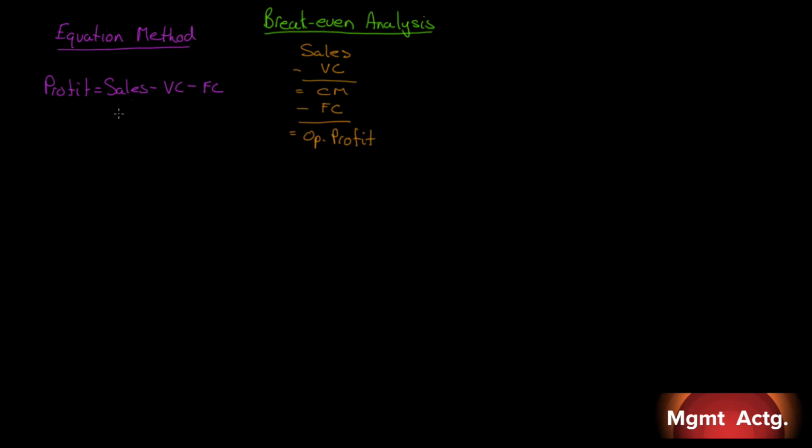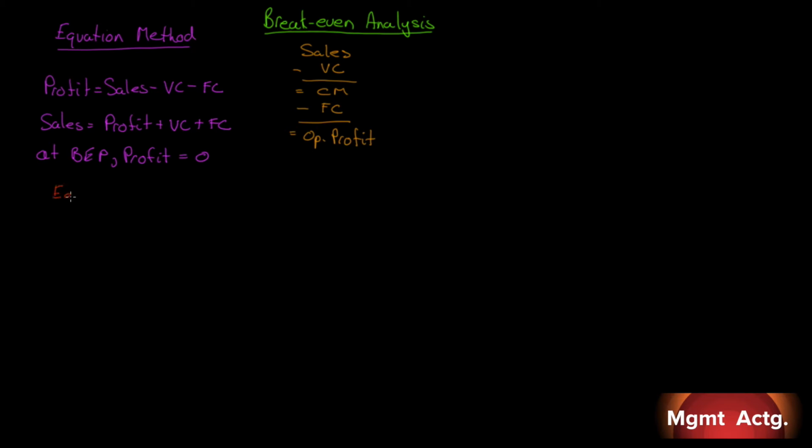Well, let's put sales on the other side now. Sales equals profit plus variable costs plus fixed costs. Now, all I've done here was just algebraically rearrange the profit equation. So what we can say now is that at break even, profit equals zero. So at break even, if profit equals zero, sales will equal variable costs plus fixed costs.